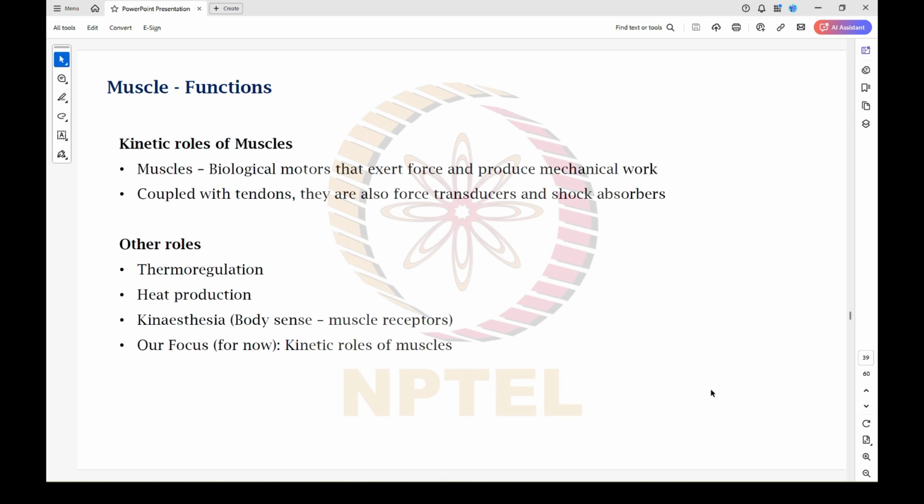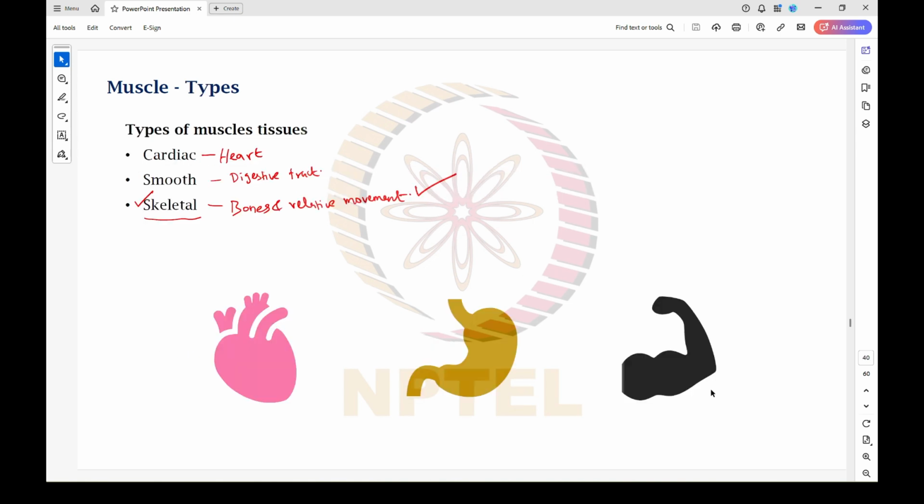So again, muscles are of three types in a human body: cardiac muscles, which are present in the heart; smooth muscles, which are in the digestive tract and not under voluntary control; and skeletal muscles, which are present in the bones and basically help in the movement of bones and limbs.